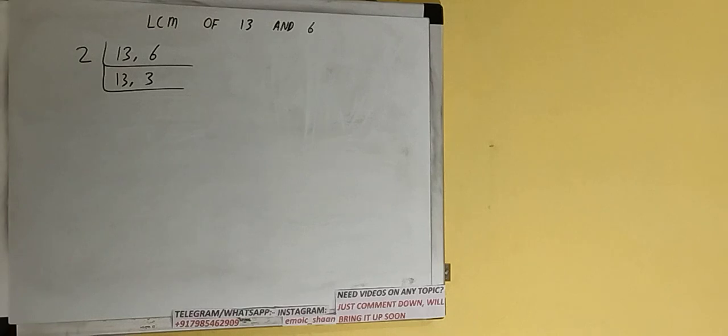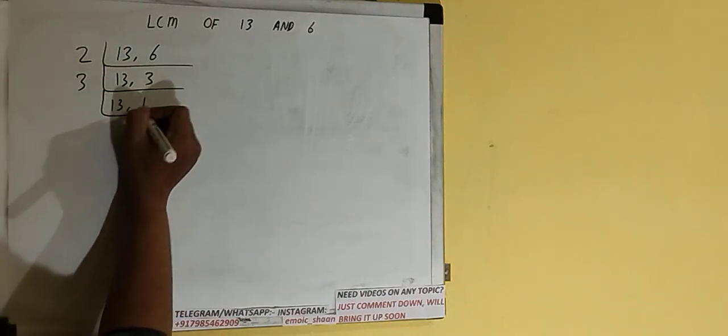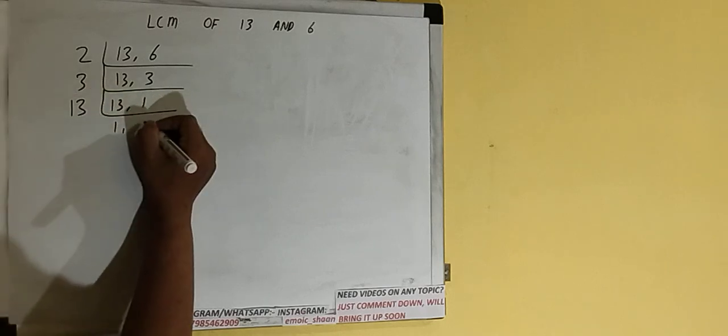Now if we check, none of the numbers is divisible by 2 as well. And on that, if you see, the numbers 13 and 3 are both prime numbers. That means both of them are divisible by themselves only. So we'll start with the smaller one, that is 3, and we'll be getting 13, 1. And then we'll divide by 13, and we'll be getting 1, 1.